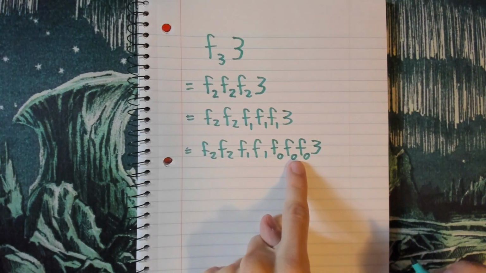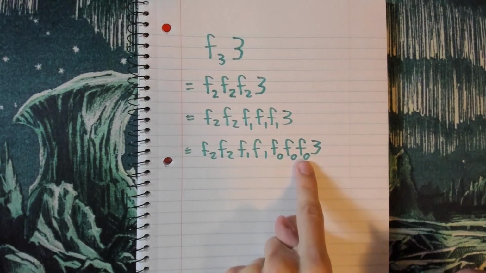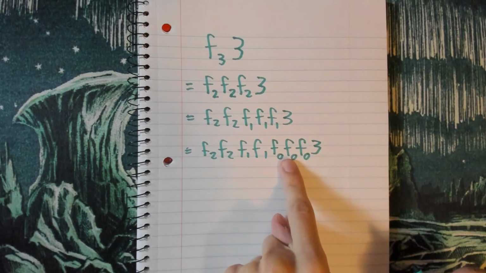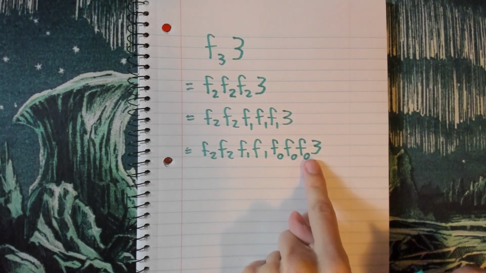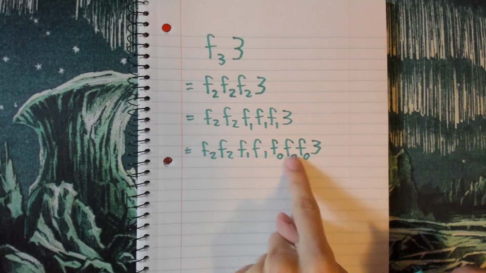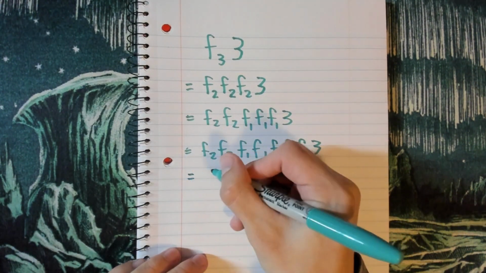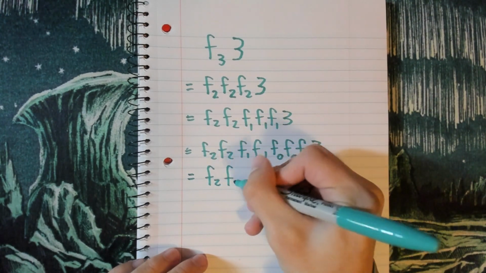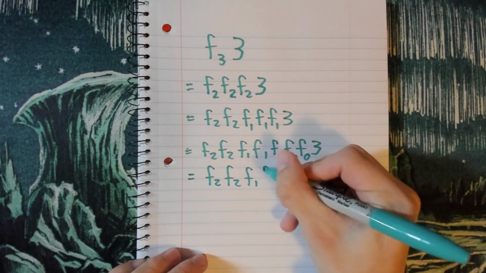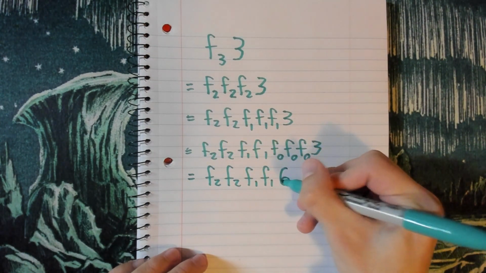Now, what does f0 do? Well, it's going to be a strictly increasing function. It's just going to do something very simple. It's just going to add 1, okay? So f0 of 3 is 4, f0 of 4 is 5, f0 of 5 is 6. So this is going to be f2 of f2 of f1 of f1 of 6.